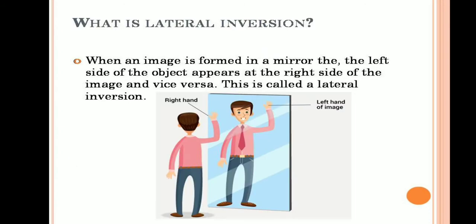What is lateral inversion? See, when you are standing in front of a mirror, if you are showing your left hand, it will appear as the right hand. So, vice versa. Whatever you are showing in front of the mirror, for example, if you are showing your left hand, it will show you as a right side. So, this is called lateral inversion.